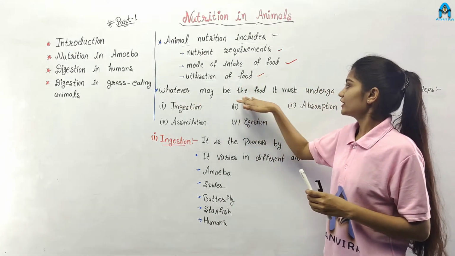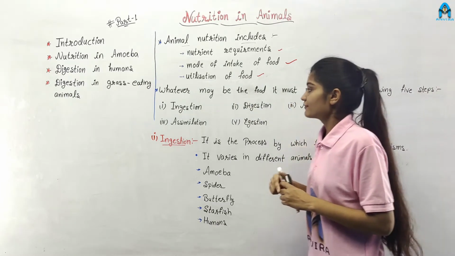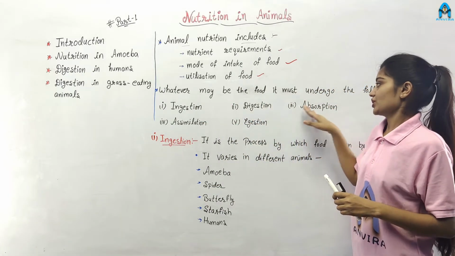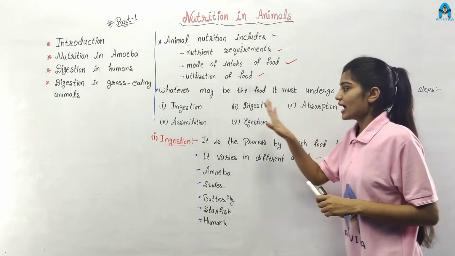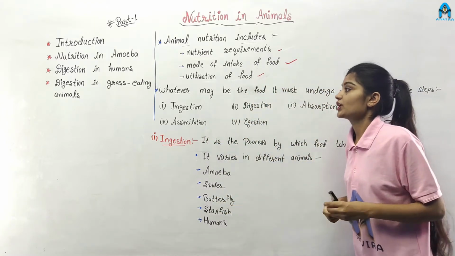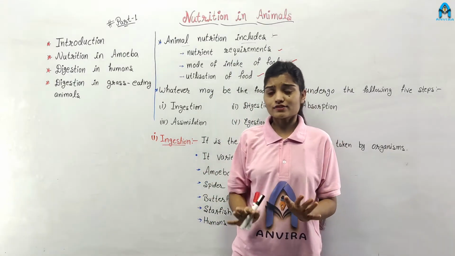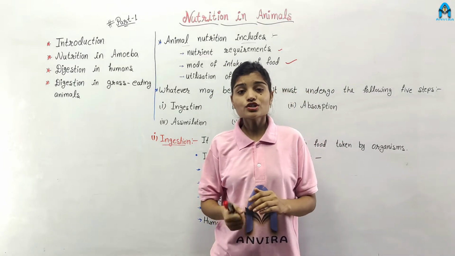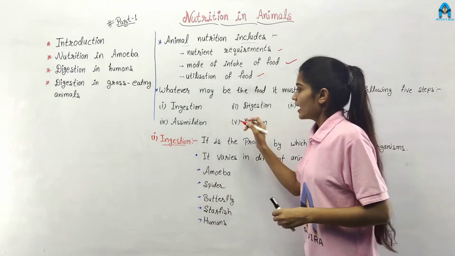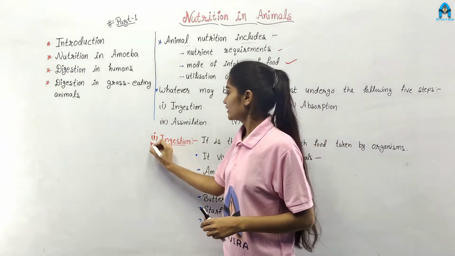Now, whatever the food may be, it must undergo the following 5 steps. The first step is ingestion. The second step is digestion. The third is absorption. The fourth is assimilation. And the last one is egestion. As the whole process of nutrition in humans is a complex one, it is necessary to understand this process, and we study all these steps one by one in detail.